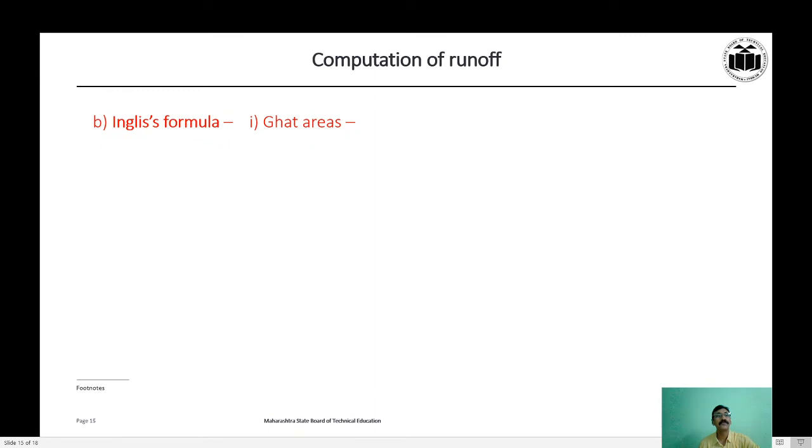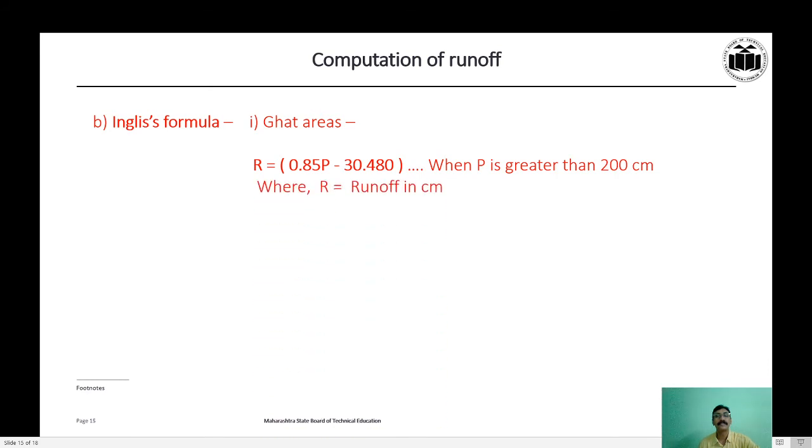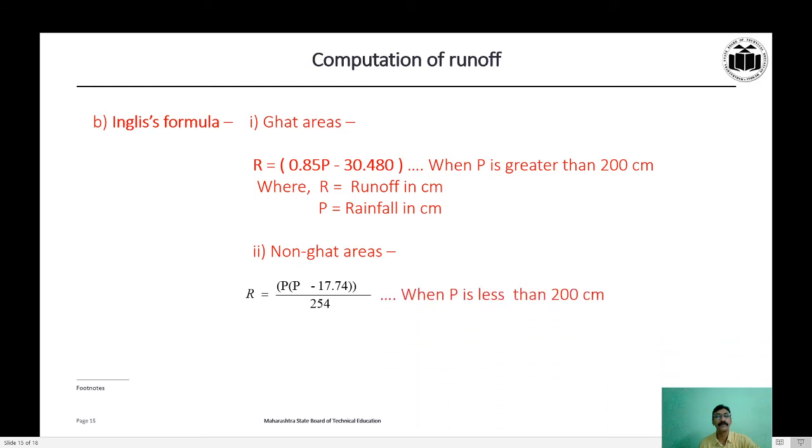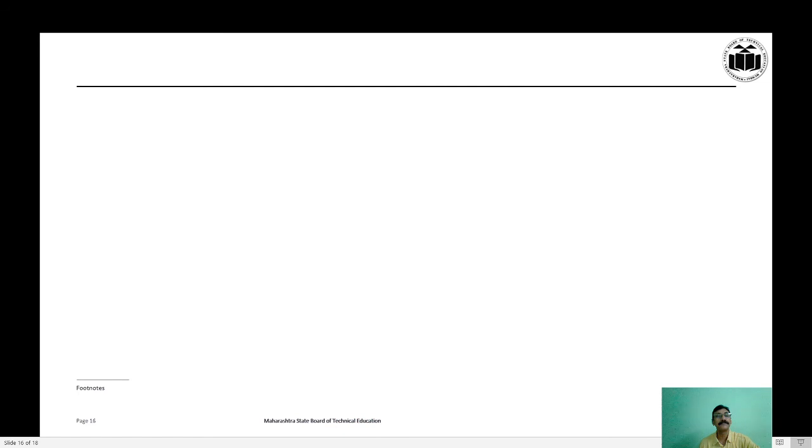Next method is English formula. This English formula is for Ghat areas and non-Ghat areas. For Ghat area, the equation is R is equal to 0.85 P minus 30.480 when P is greater than 200 centimeter, where R is runoff in centimeter, P is rainfall in centimeter. For non-Ghat area, the English formula is R is equal to P into bracket P minus 17.74 by 254 when P is less than 200 centimeter, where R is runoff in centimeter and P is rainfall in centimeter.